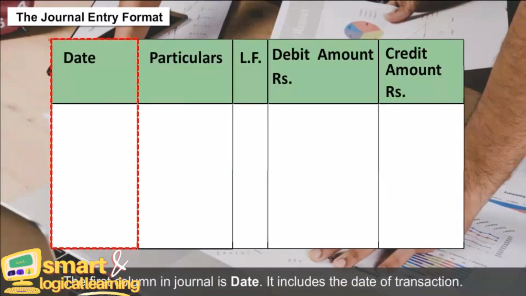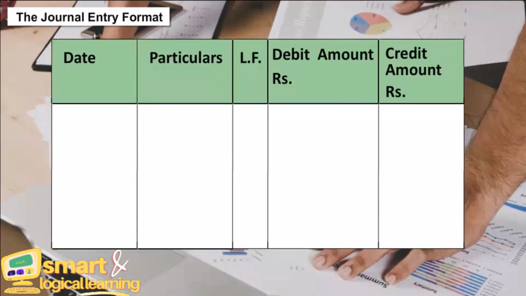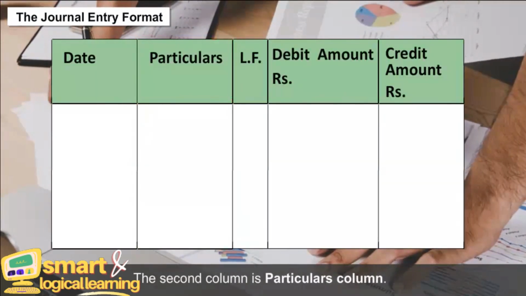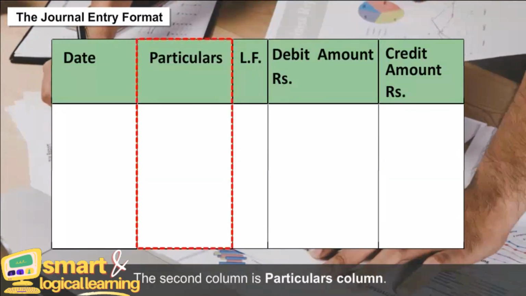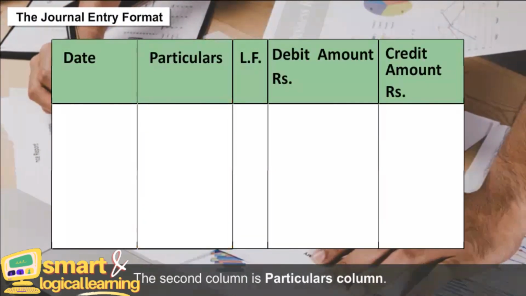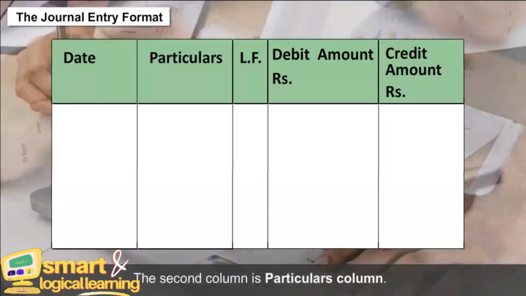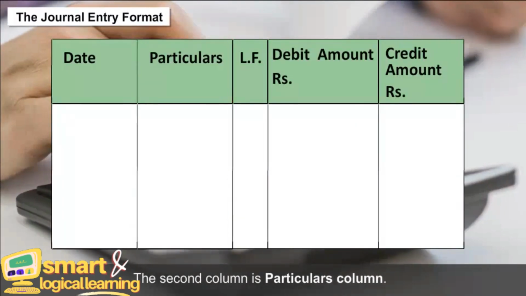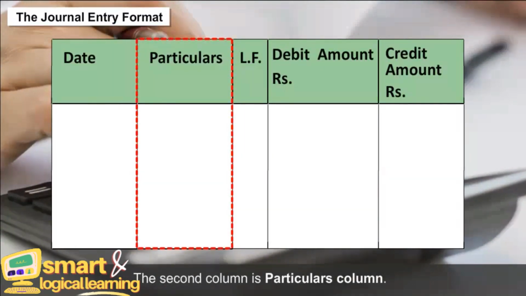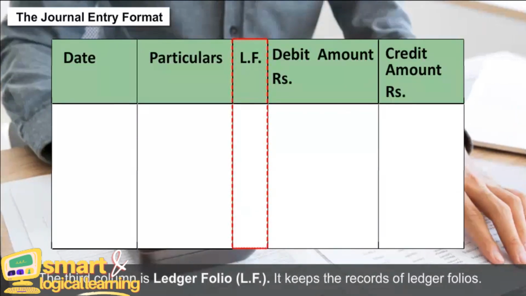The journal entry format. The first column in the journal is date. It includes the date of the transaction. The second column is the particulars column. In this column, the account title to be debited is written on the first line, beginning from the left-hand corner, and the word Dr. or doctor is written at the right end of the column. The account title to be credited is written on the second line, leaving sufficient margin on the left side with a prefix "To".